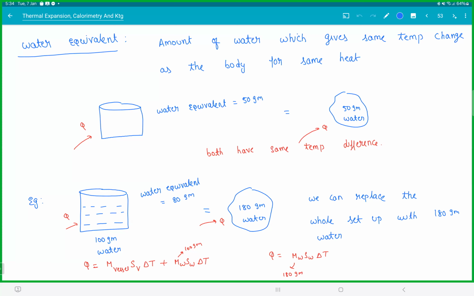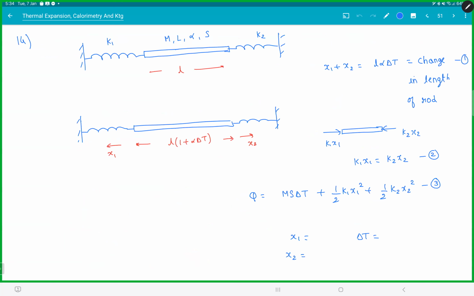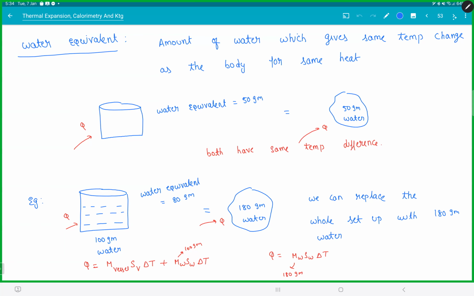Yeah, so last class we were doing this water equivalent, heat capacity, specific heat, and all this stuff. Perfect. Next thing.